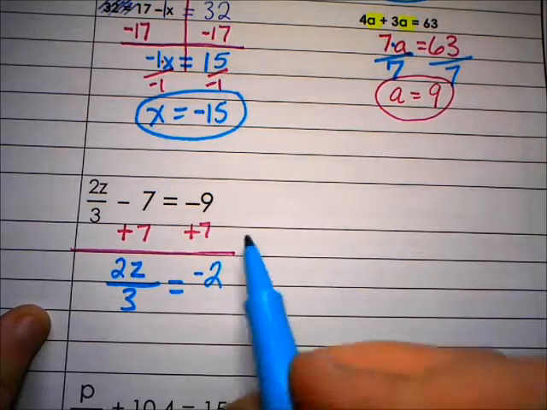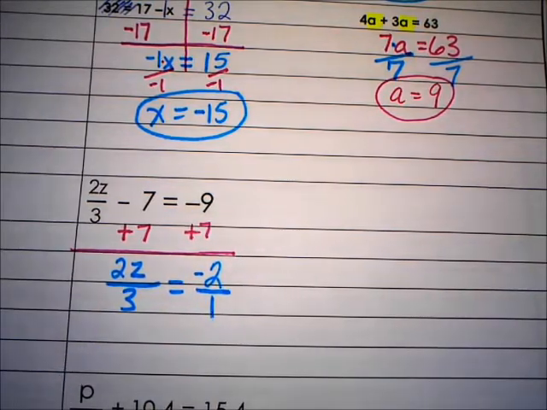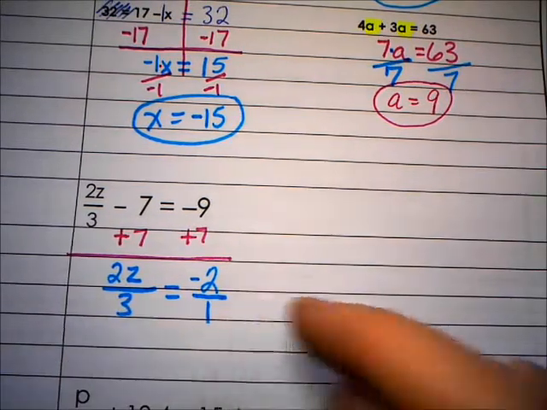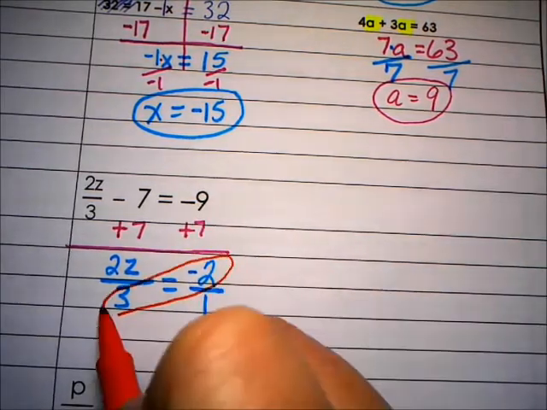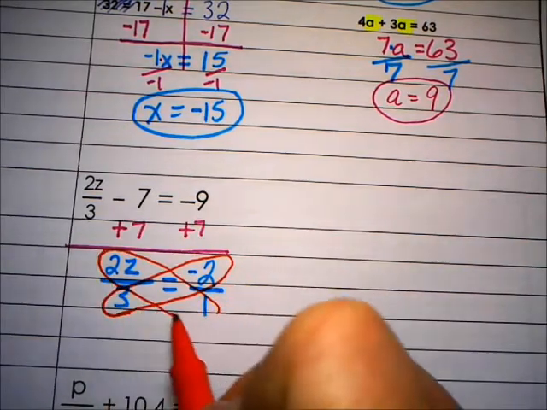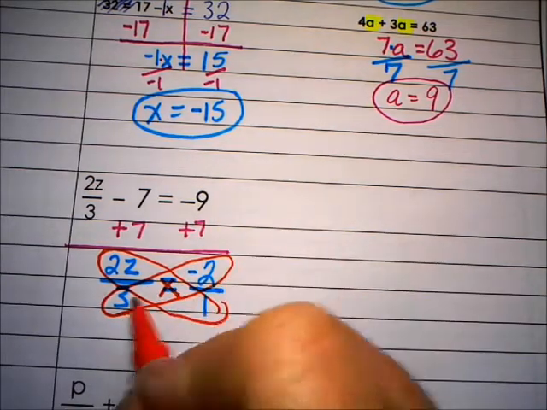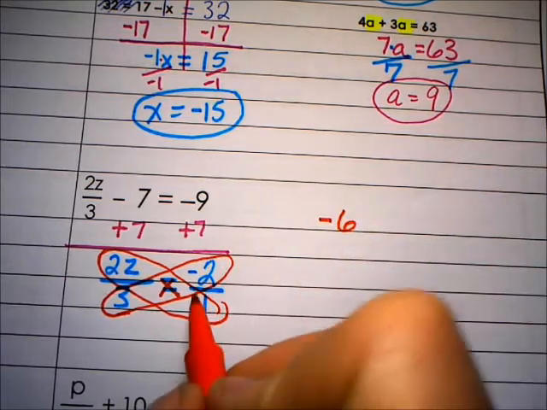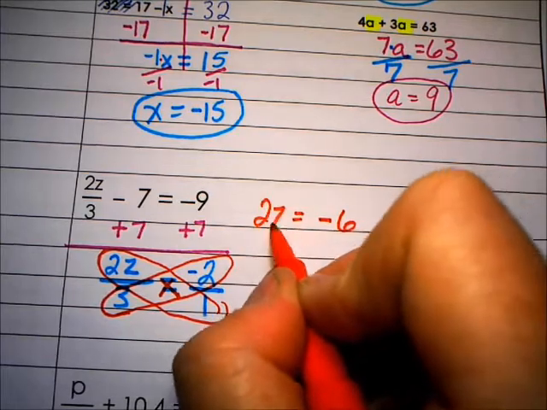Now I set it up this fashion so that I can put this over 1. And the reason I'm doing it is because I have a fraction on the left side. I want a fraction on the right side so that now I can do what I'm used to doing, which is cross multiply. Cross multiply. 3 times, I'm multiplying here, 3 times a negative 2 is negative 6. And 1 times 2z is just 2z.